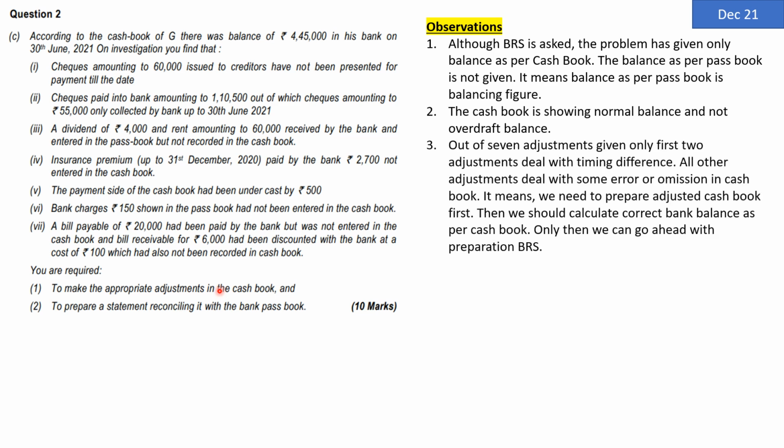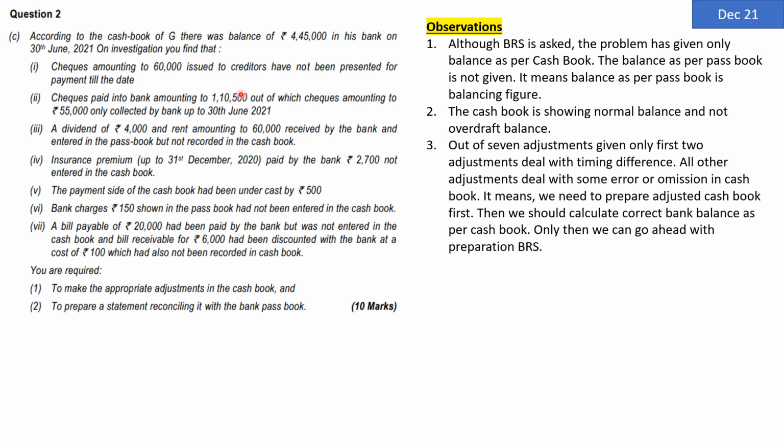Out of the 7 different adjustments given, only the first two adjustments are special. The first adjustment is checks amounting to 60,000 issued to the creditors not presented for payment, and the second is checks paid into bank amounting to 1,10,500, out of which checks amounting to Rs 55,000 only collected by bank up to 30th June. These are the two adjustments which talk about timing difference. That means they are recorded in one month in the cash book and they may be recorded in passbook in another, different month. That means they will have to appear in BRS.